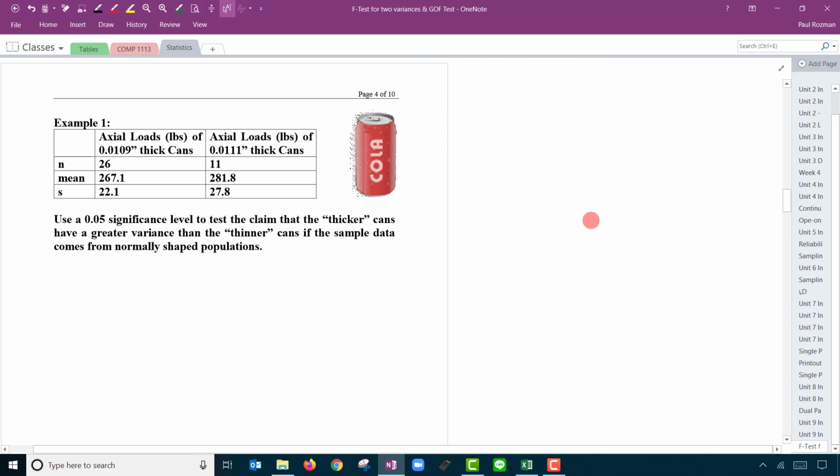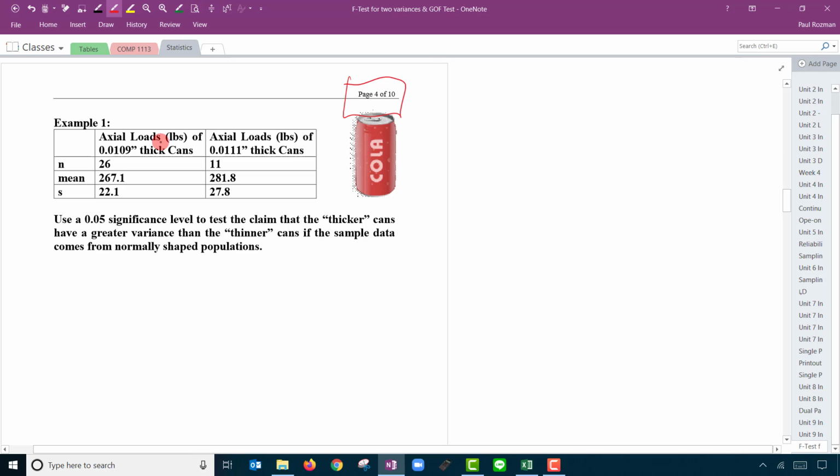Here's a little example. We're comparing how much weight a can handle. You put a weight on top of the can and you see what load it can handle before it crushes. We can design the can using different thicknesses of aluminum. So suppose we use 0.0109 inch thick aluminum versus 0.0111 inch aluminum. So these are the thinner aluminum cans versus the thicker aluminum cans.